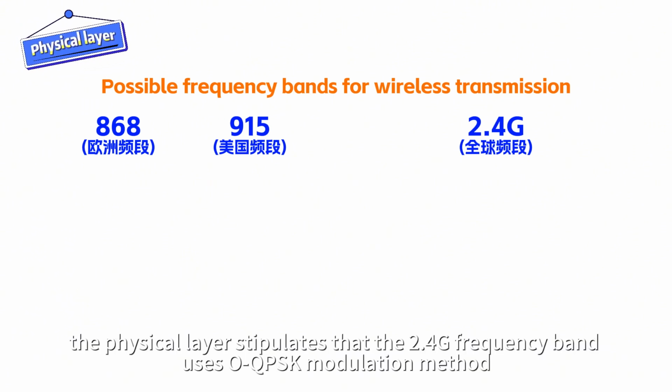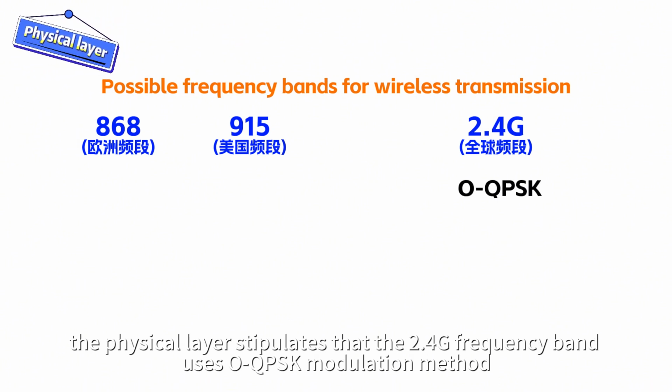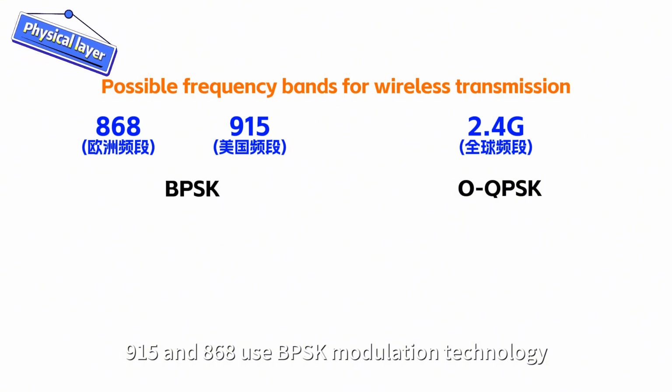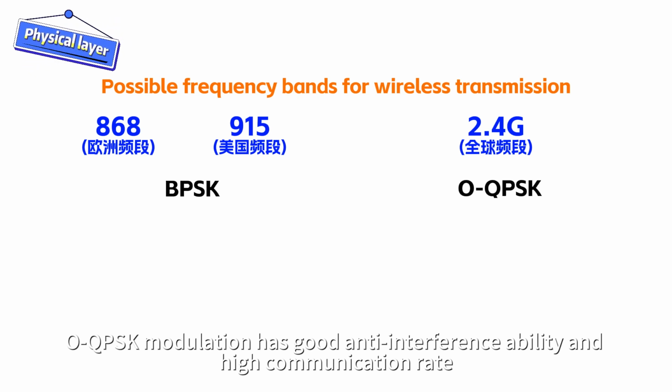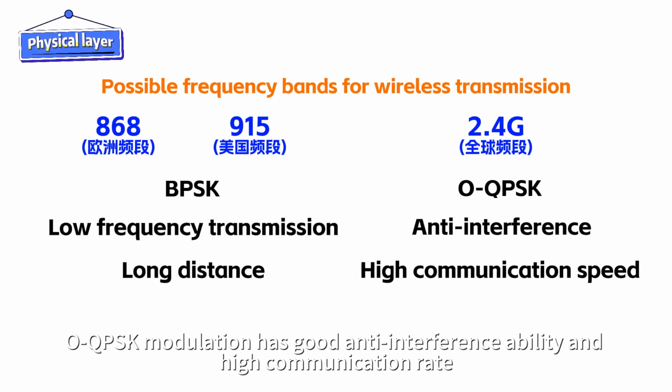In China, the physical layer stipulates that the 2.4G frequency band uses the OQPSK modulation method, while 915 and 868 use BPSK modulation technology. OQPSK modulation has good anti-interference ability and high communication rate.